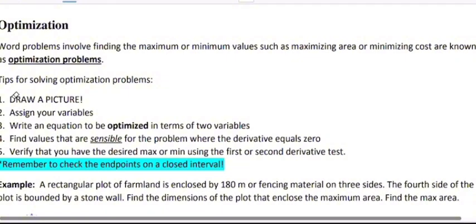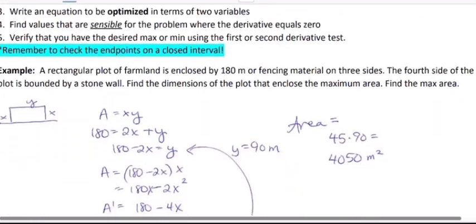And of course, it's better you draw, okay? You draw, you assign your variables, you write the equation that you want to optimize. Then you find the values that are sensible for the problem where the derivative equals 0. Then you verify that you have the desired maximum or minimum. Okay, so let's see how you're gonna go about that. I'm gonna walk you through it now.